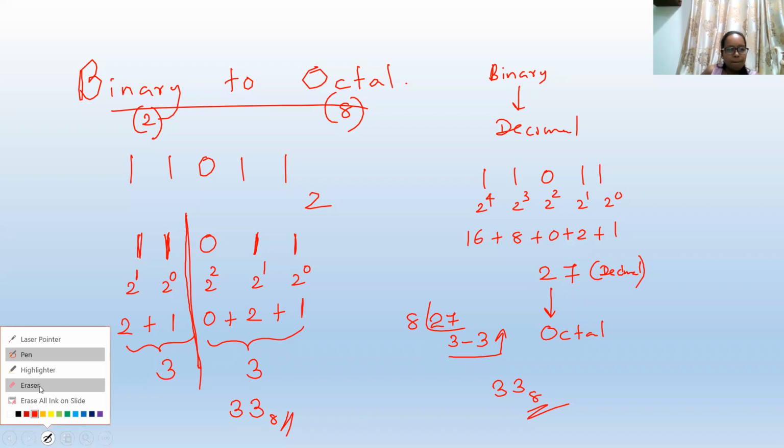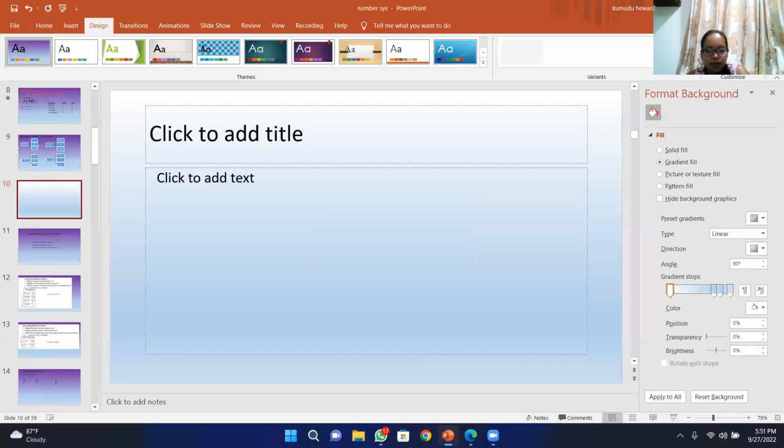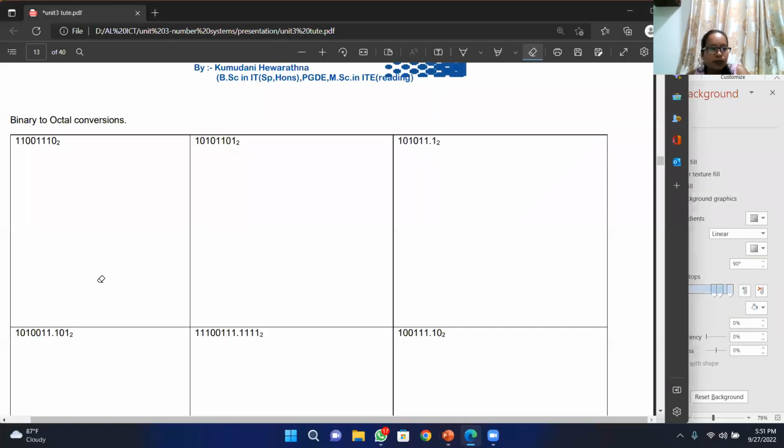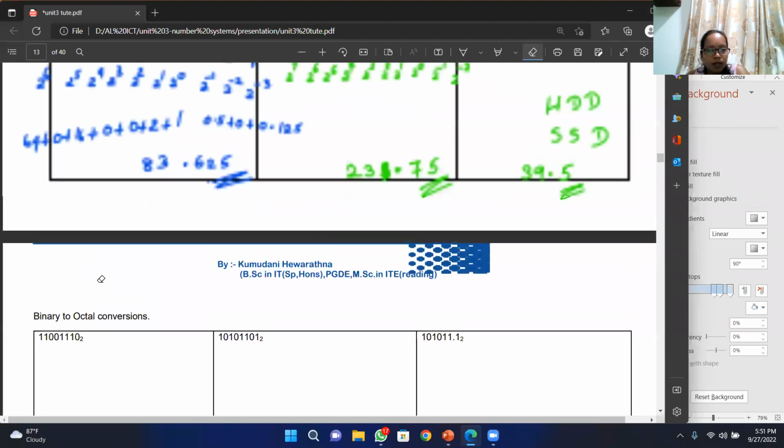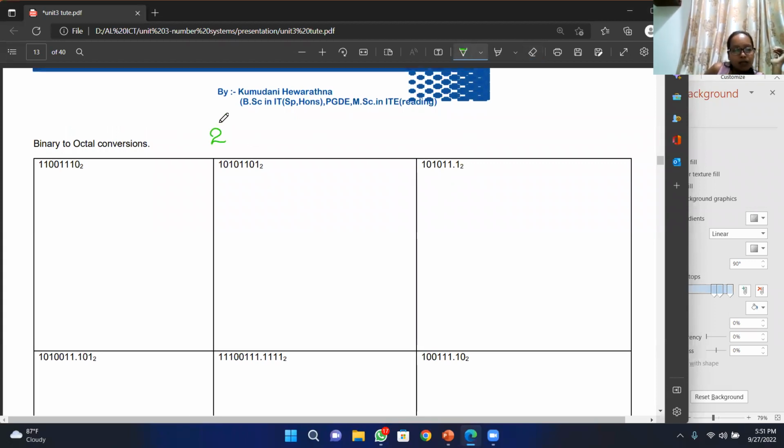We'll move on to binary into octal. In here, just write down the relationship because binary means base 2, octal base 8. So 2 to the power 3 is equal to 8, and just take this relationship.